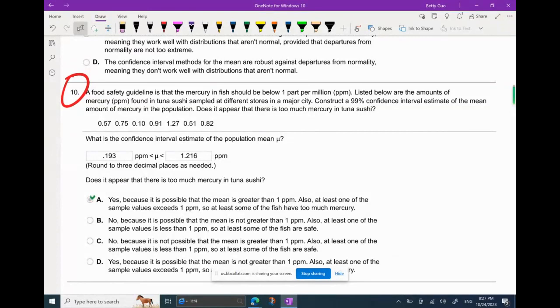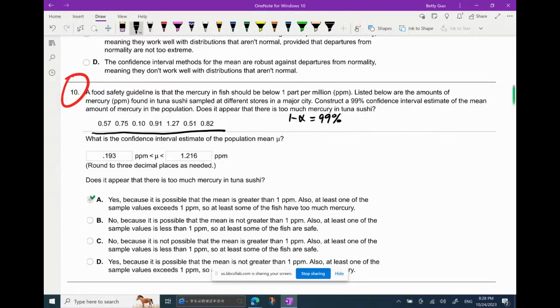Let's read the question. A food safety guideline is that the mercury in fish should be below 1 part per million. Listed below are the amounts of mercury found in tuna sushi sampled at different stores in a major city. Construct a 99%... okay, let me write it down. 1 minus alpha is 99%. Construct a 99% confidence interval estimate of the mean amount of mercury in a population. Does it appear that there is too much mercury in the tuna sushi?